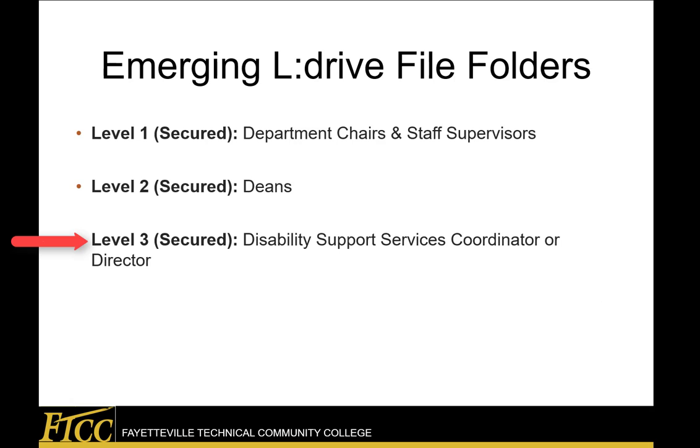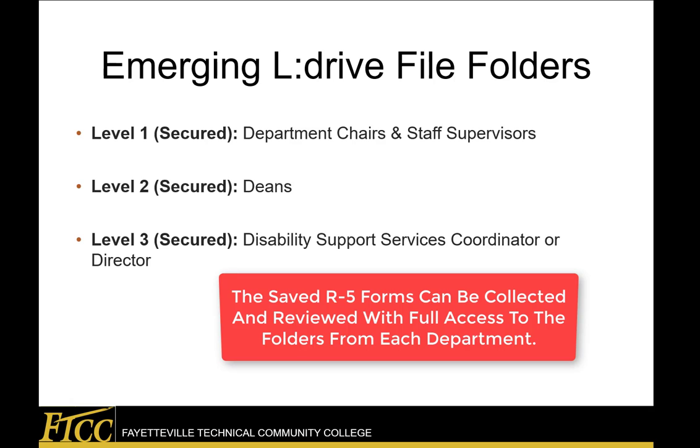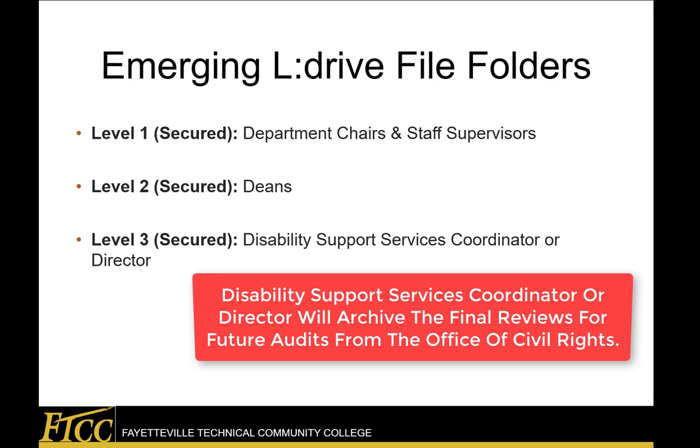The Disability Support Services Coordinator or Director file folder is secured level 3, which means the saved R5 forms can be collected and reviewed with full access to the file folders from each department. The Disability Support Services Coordinator or Director will archive the final reviews for future audits from the Office of Civil Rights.